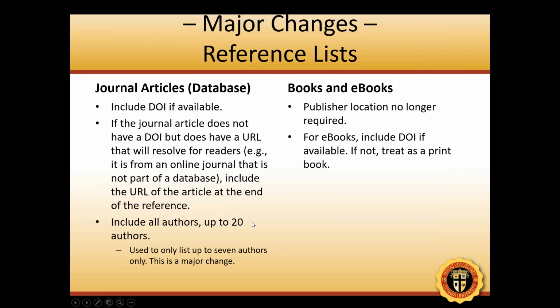Also, for the reference page for authors, now you list up to 20 authors. Before you only listed up to 7. So that is a big change. And then with books and ebooks, you no longer have to put the city or location of the publisher. You can just put the publisher's information, so you don't have to figure out what city to use.